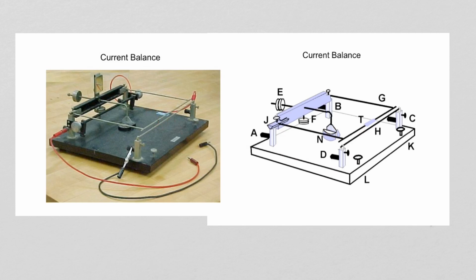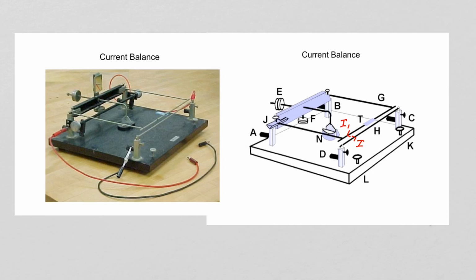We can have a current flowing through the lower wire H, and we'll call that current I. And we can have a current flowing through the upper wire T. We'll call that current I sub 1. If I sub 1 and I are flowing in opposite directions, we'll see that the two wires T and H will repel. Conductor T can move because it's just balanced on these two posts.